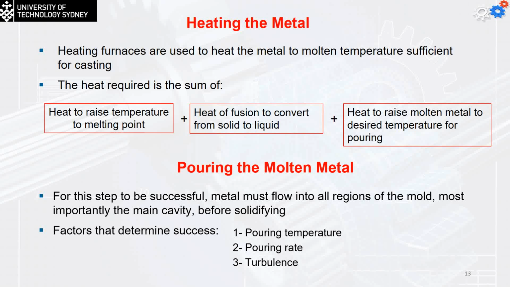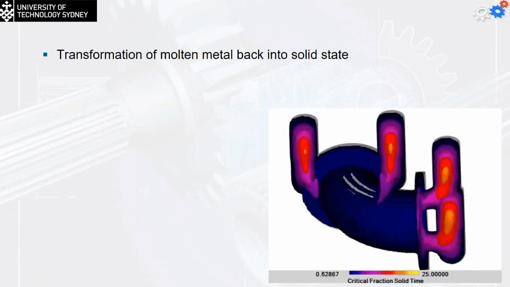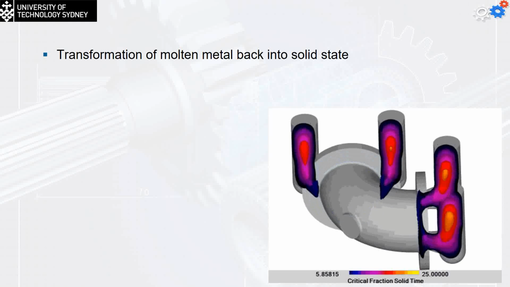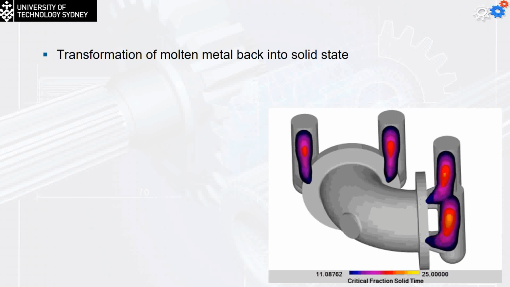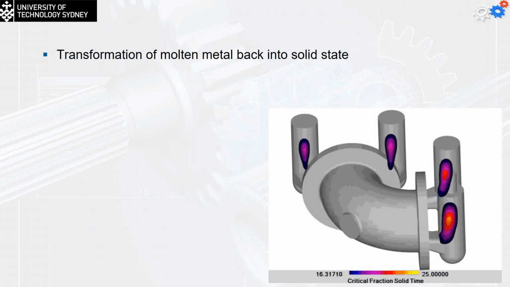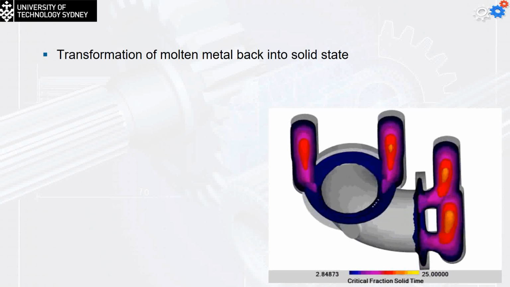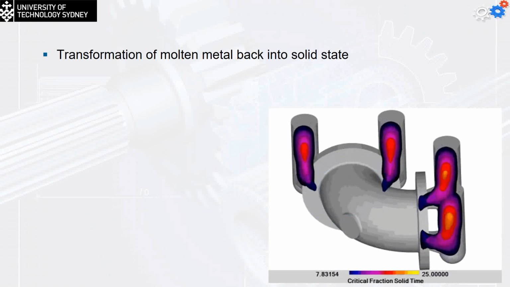Now, transformation of the molten metal back to the solid state. What happens here is that the cavity starts to solidify first. You can see that the riser is going to start to solidify at the end because, once again, it's designed to solidify later than the cavity itself.